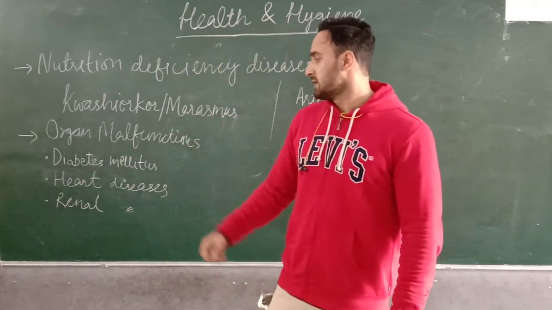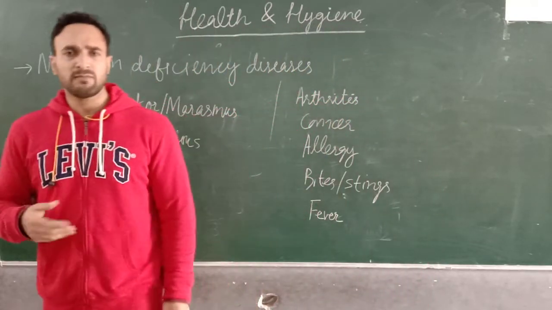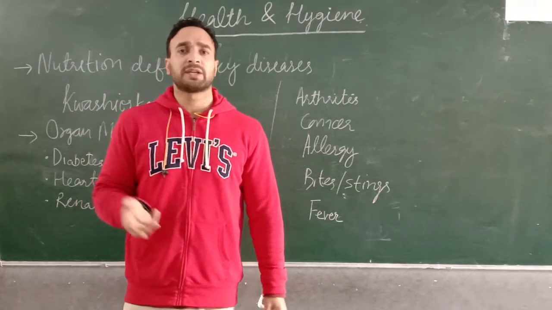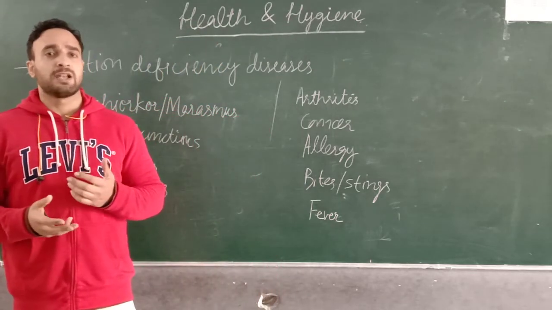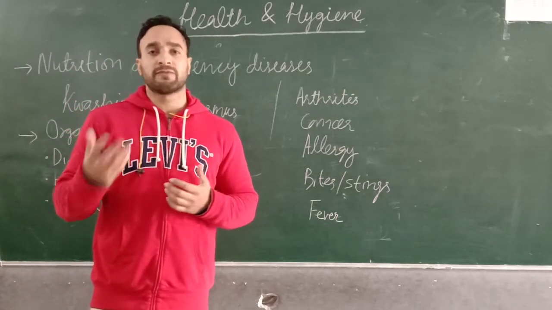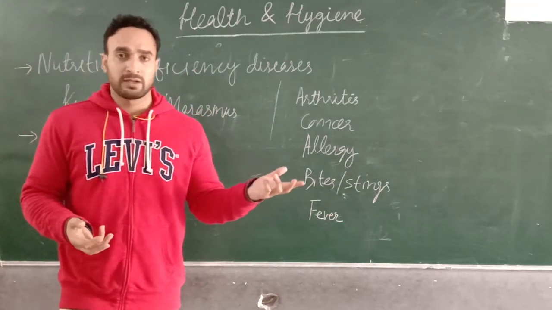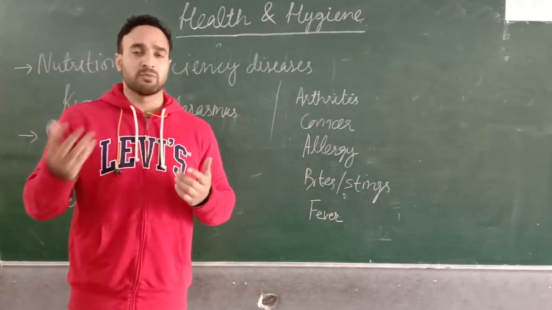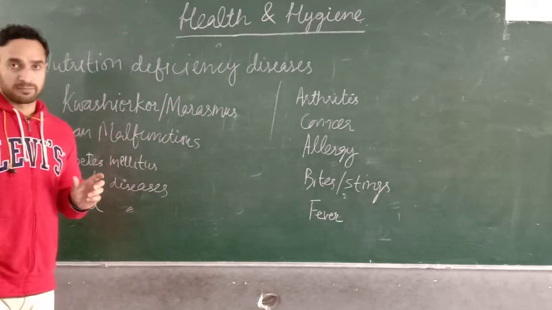And number third is the renal diseases. Renal is a word which is used for the kidney. What is the job of the kidneys? The job of the kidneys is to filter the blood. While filtering the blood, they are removing the wastes from our body in the form of ammonia, in the form of urea, uric acid, right? So these wastes are removed from our blood when kidneys are filtering the blood.